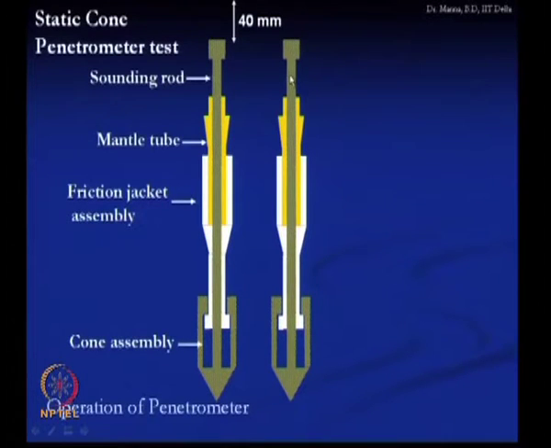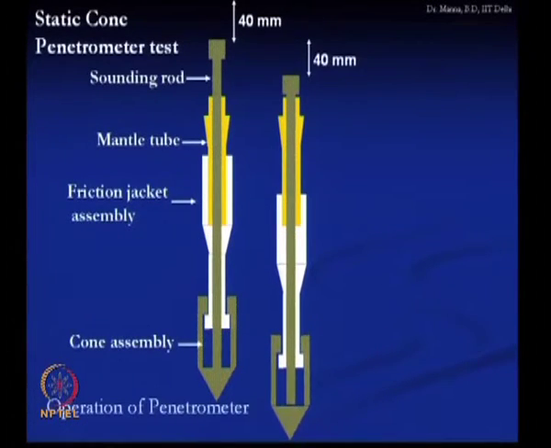Now, in the second stage, with the help of this sounding rod, the total system, this cone assembly and the friction assembly both, are pushed further 40 millimeter depth. Here we will get the total force, and here we will get the force from the cone assembly. If we subtract this Qc from this Qt, we will get the forces coming due to friction resistance, and if you know the outer area, we will get the friction resistance in this stage.